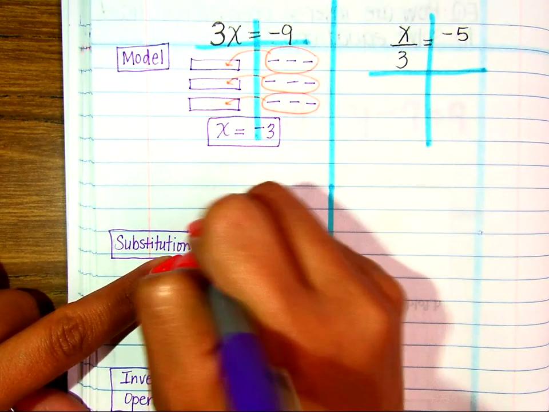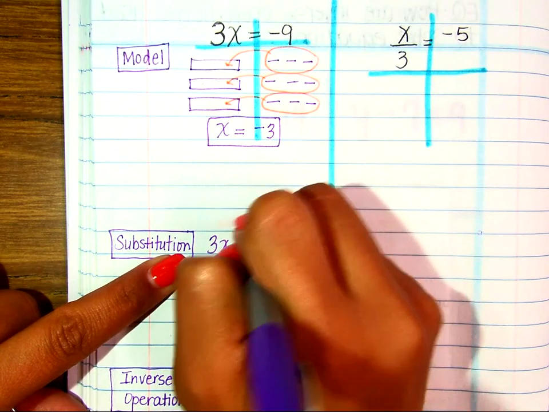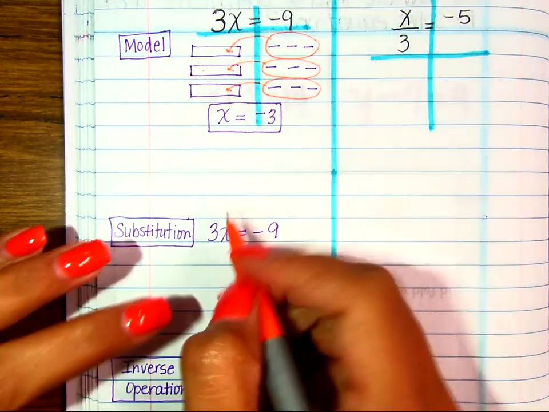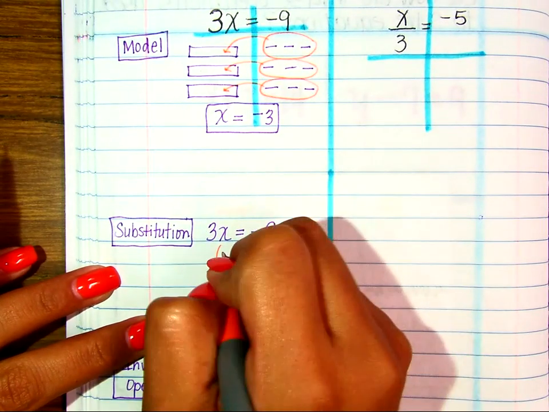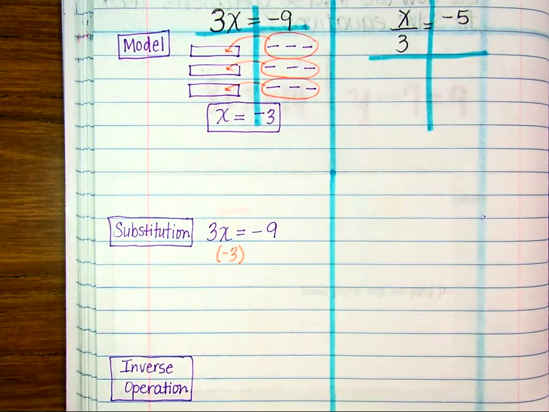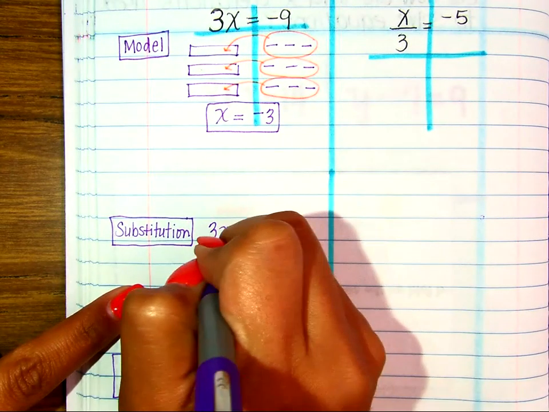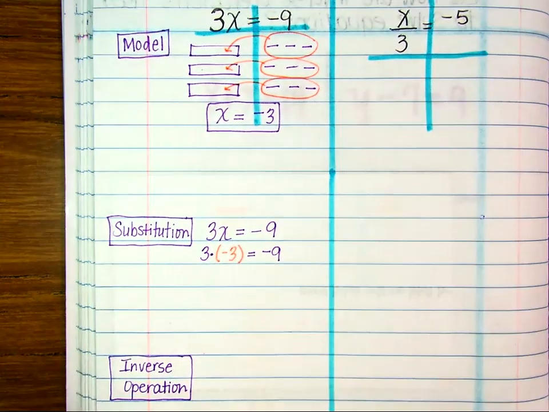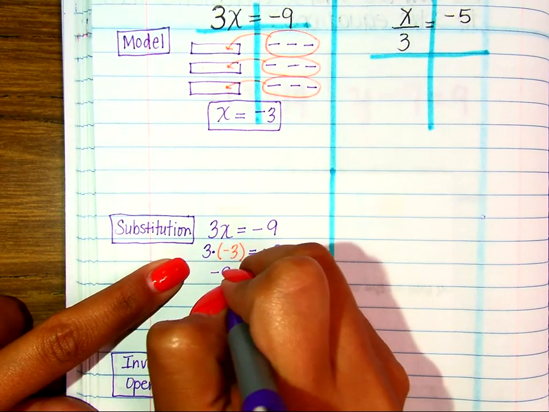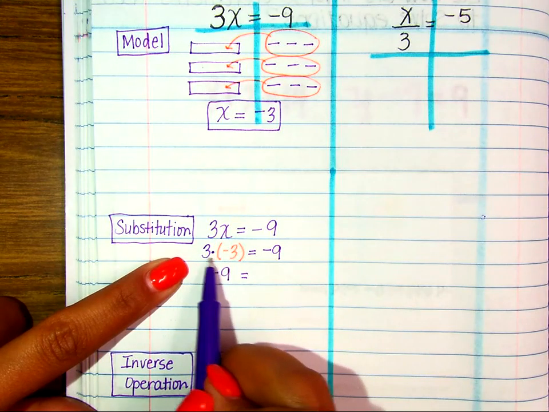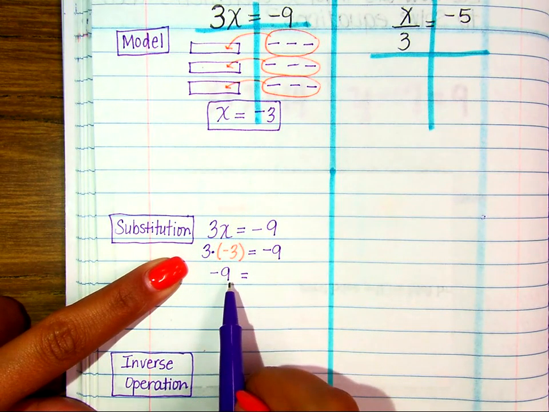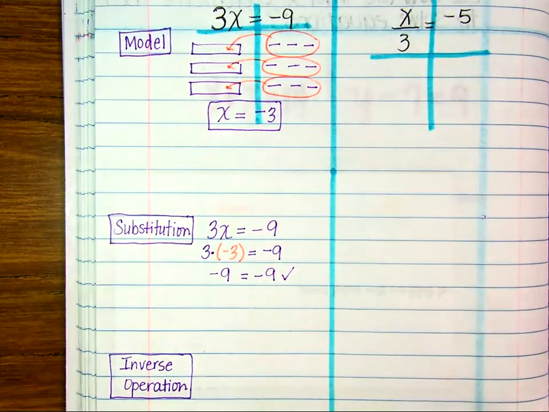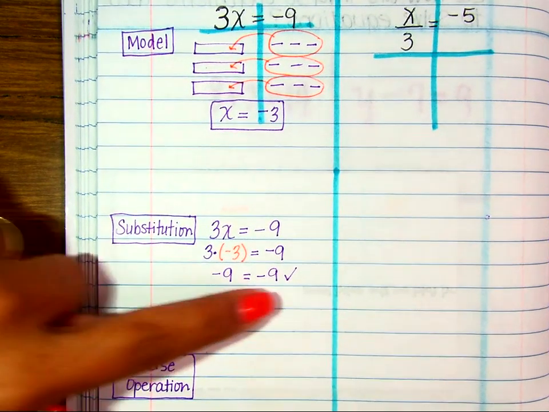Let's check our work using substitution. Instead of the x, I'm going to have a -3 here. So we show 3 times -3 equals -9. And is that indeed true? It is. When you have a positive times a negative, your answer is going to be negative. So this is the correct solution as it matches.